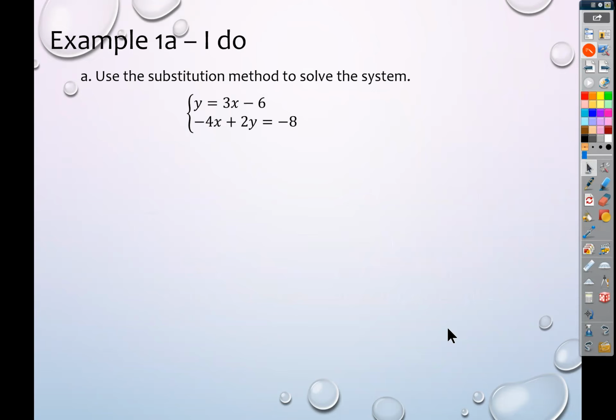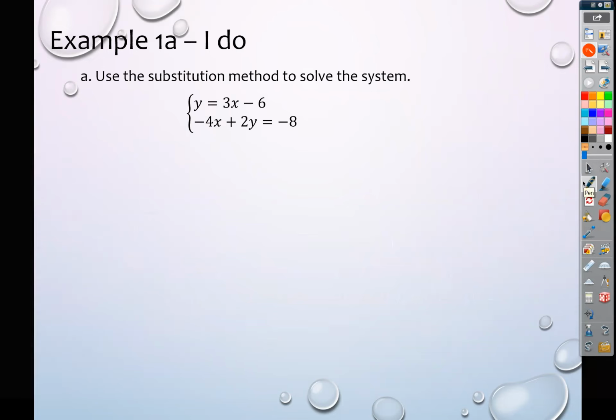All right, number 1A, use the substitution method to solve the system. One variable has to be solved for. The y is already solved for in the first equation. So I'm going to take what y equals and substitute it into the y in the second equation. So I get 4x plus 2 times what y equals, which is 3x minus 6, set equal to 8. Basically, I'm rewriting the second equation, but plugging in what y equals.